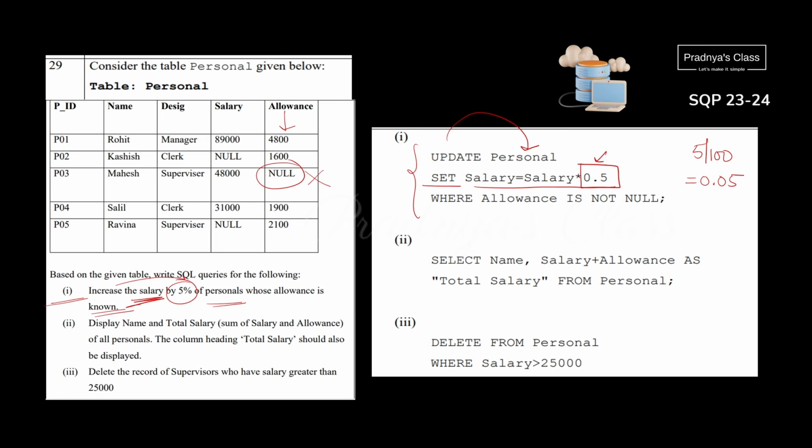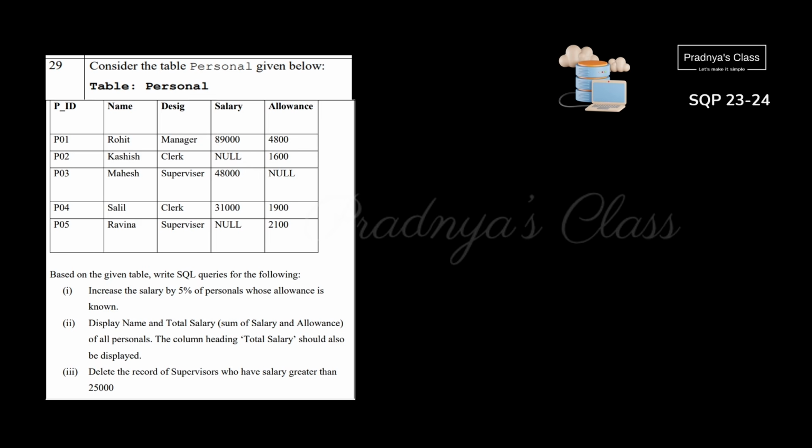So correct it. What's the condition? Whose allowance is known. With where clause we will write the condition where allowance is not null. While revising MySQL, we studied how to handle null with is and is not operator. Here we don't want to consider null, that's why we are writing is not. Let's erase everything and move ahead to the second question.